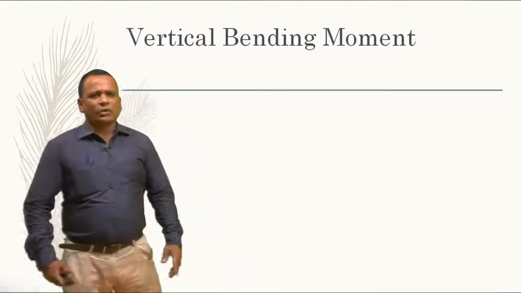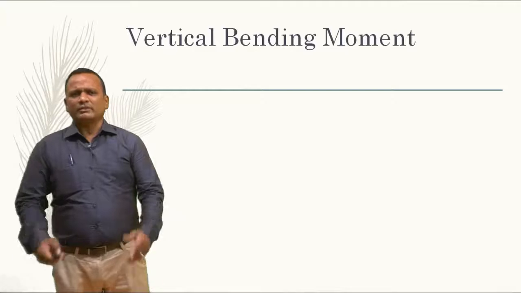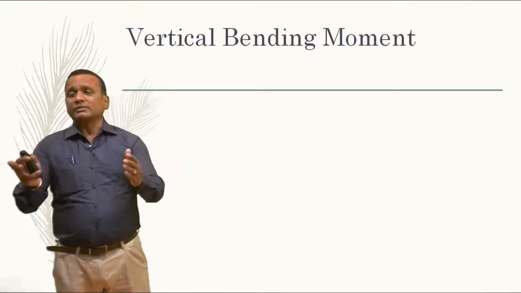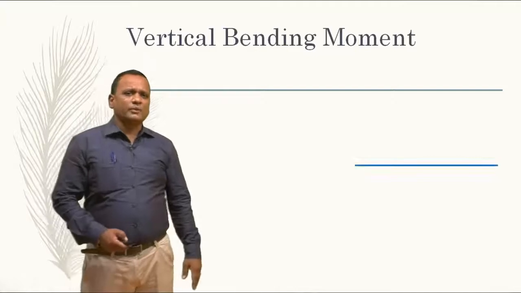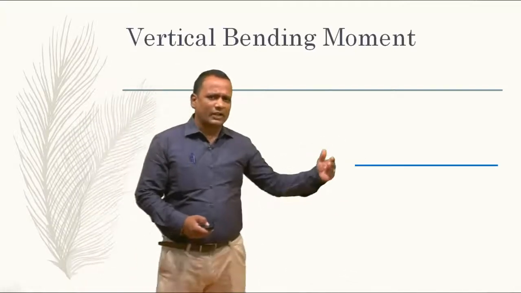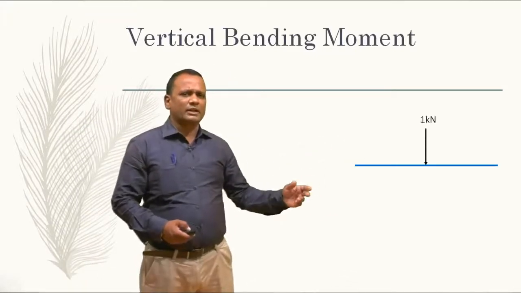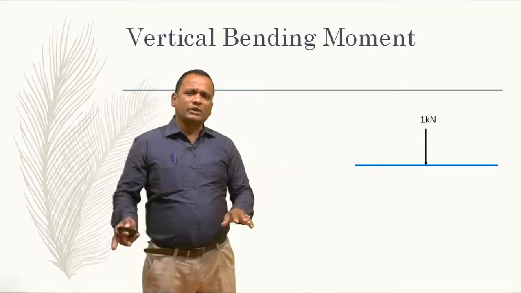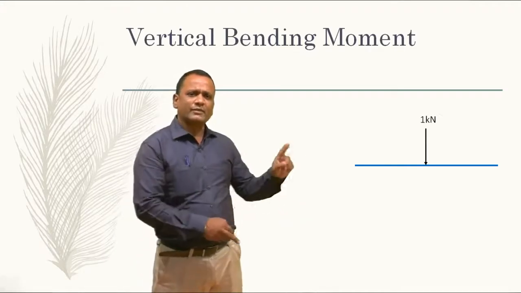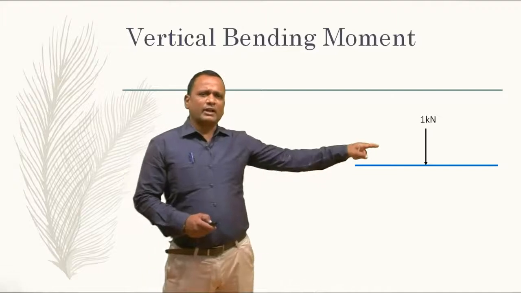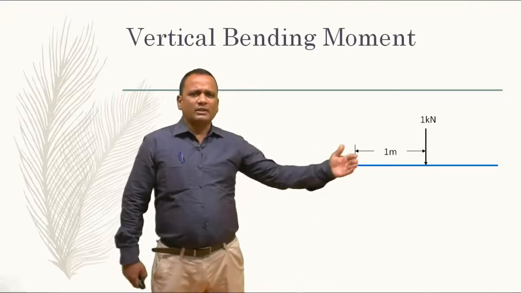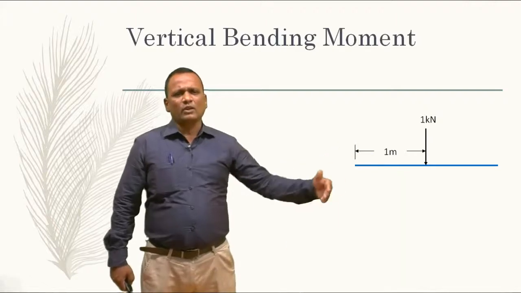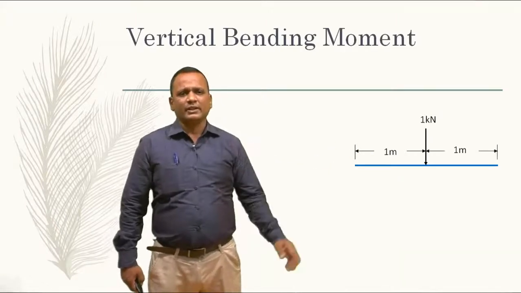Further, what will be the vertical bending moment? In order to draw how the bending moment goes across, I will consider one shaft, a line of 2 meters length, and I will apply a vertical load. The vertical load in this case is 1 kilonewton. So I load the 1 kilonewton load here, at 1 meter from each end, and the whole shaft length is 2 meters, as you can see here.